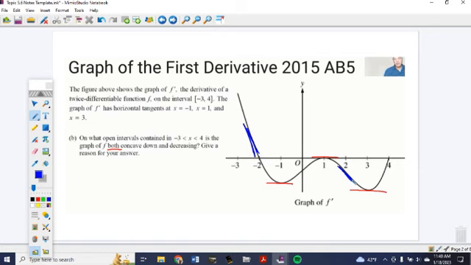So from -3 to -1, when x is between -3 and -1, we can say it's concave down. And from 1 to 3, we're concave down. Okay, so that gets us started on this idea of concavity.